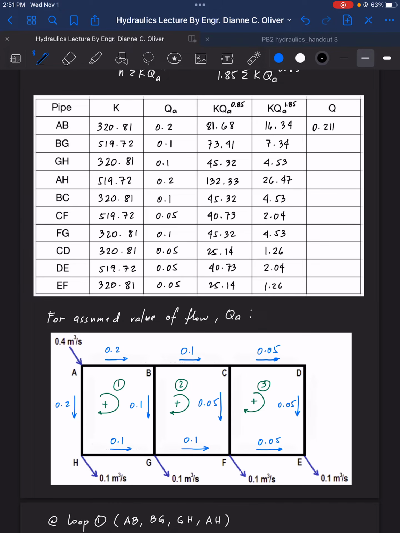0.2119, 0.0979, 0.0881, 0.1881, 0.114, 0.064, 0.086, 0.05, 0.05, and then 0.05. So we have now completed our table.